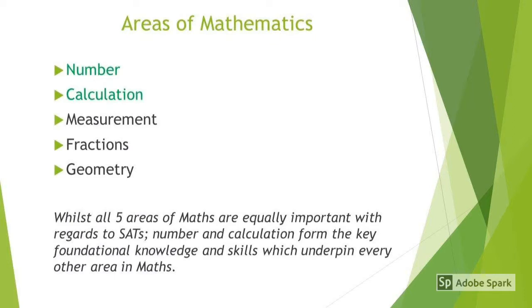There are 5 main areas of mathematics that we study in Year 2. These are number, calculation, measurement, fractions and geometry. We dedicate the whole of the autumn term to number and calculation, and then we use these skills throughout the year to complement the other areas.